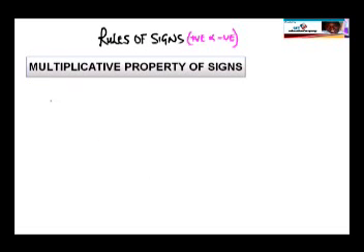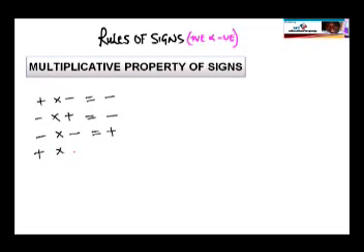If I have plus sign and it's being multiplied by minus sign, what would be the equivalent sign? The equivalent sign would be minus. So if I have minus being multiplied with plus sign, the equivalent sign would be minus also. Now if I have a minus sign being multiplied with a minus sign, the equivalent sign will be plus. And if I have a plus sign being multiplied by a plus sign, the equivalent sign will be plus also.